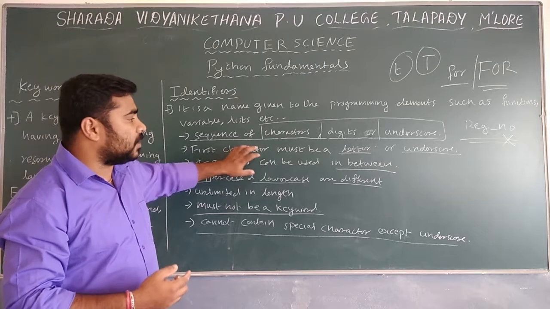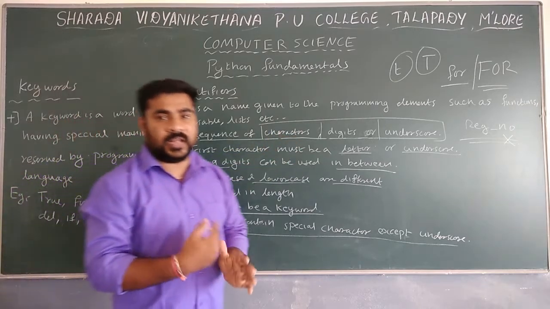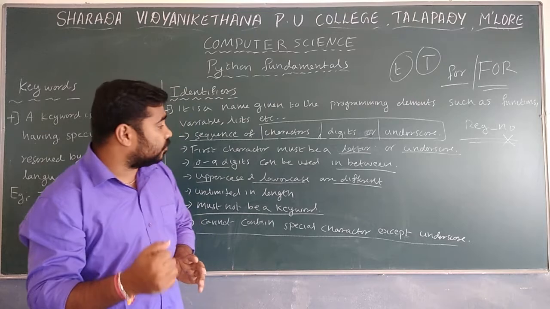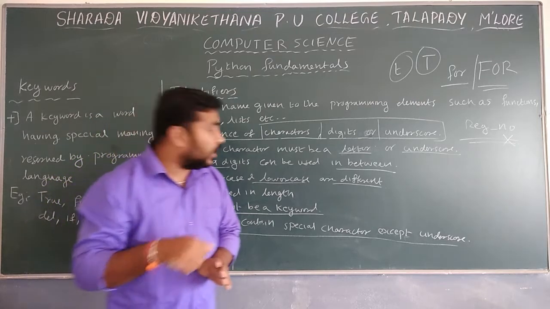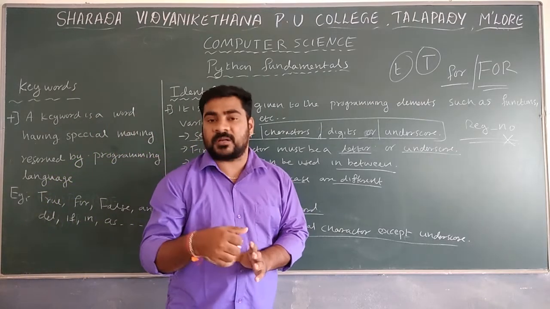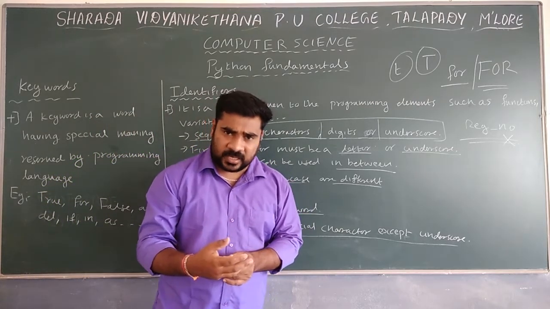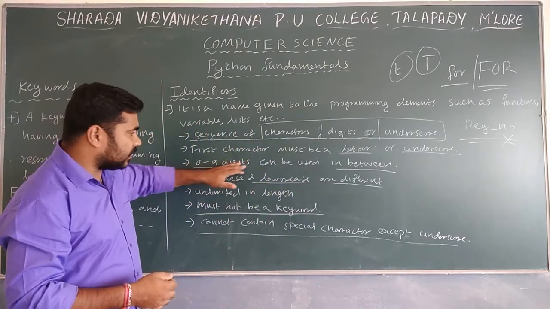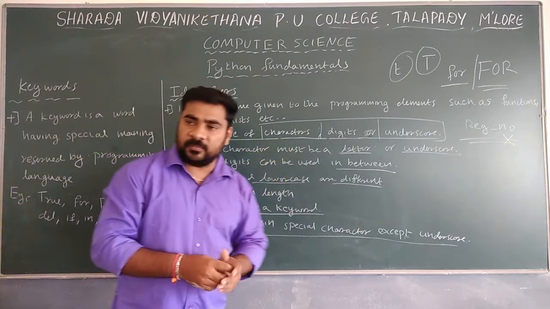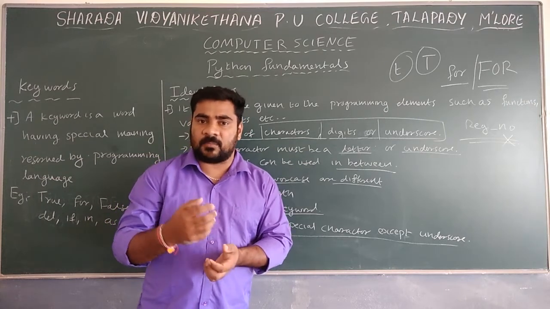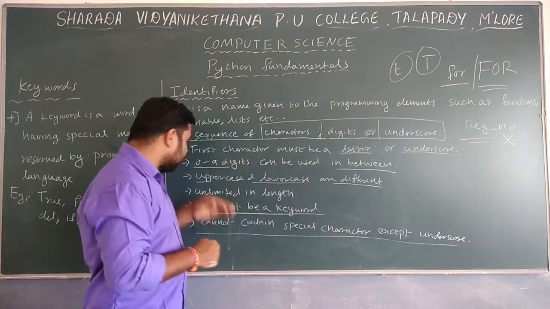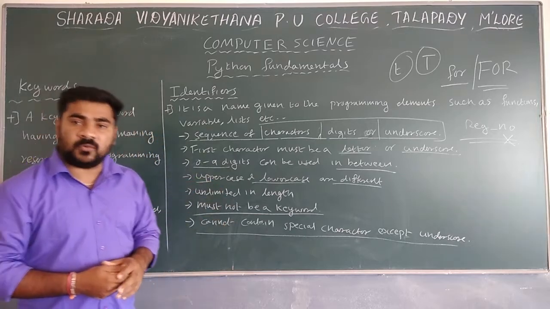Next, the first character must be a letter or underscore. If you are going to give any name to an identifier, the first character should be a letter or the underscore. Numbers are not possible. An identifier should not start with a number. Next, the digits 0 to 9 can be used in between, but it should not start with a number.